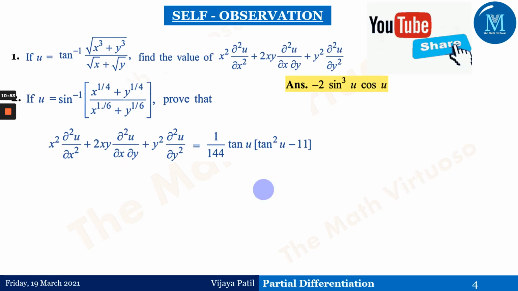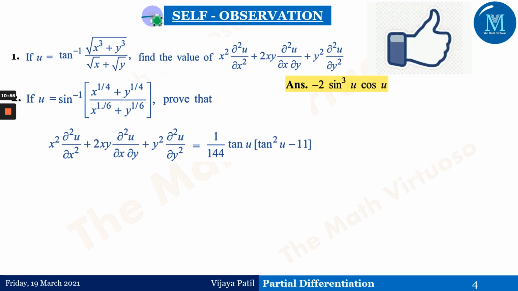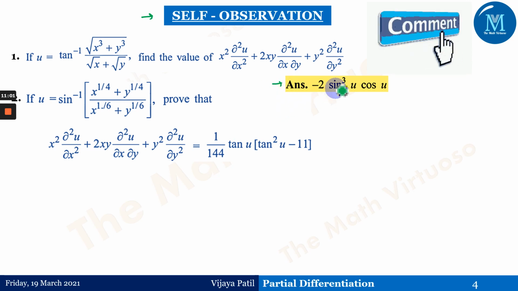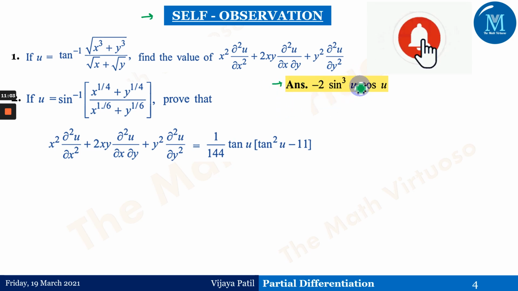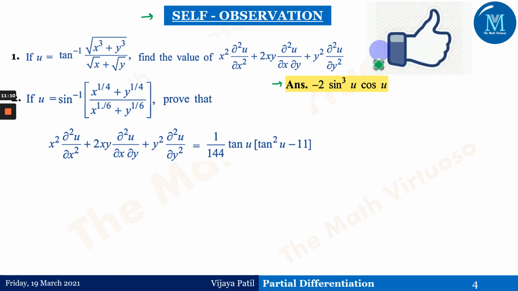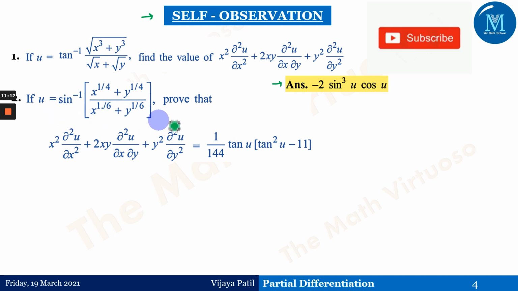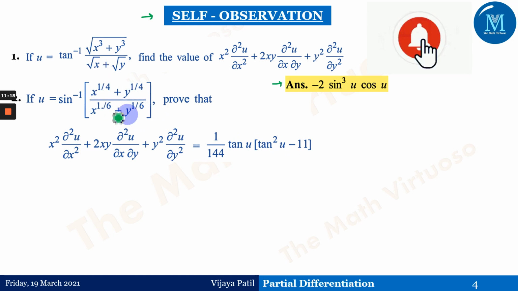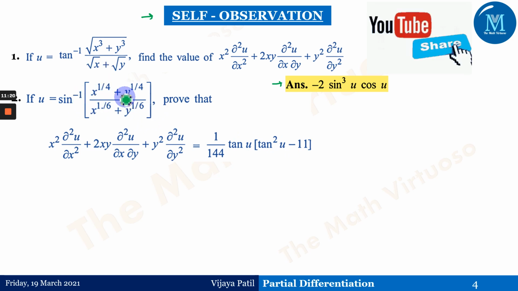And this is a self-observation slide wherein 2 questions have been given to you. In the first question, it's to find the value. The answer has been provided to you. If there is any query related to the answer, or the answer might be wrong, or something has to be changed over here, please write to me in the comment section. The second question is a prove-that question, which is 1 by 4 tan u into (tan square u minus 1). I have given you similar types of questions. The sine inverse of this function also we have solved.